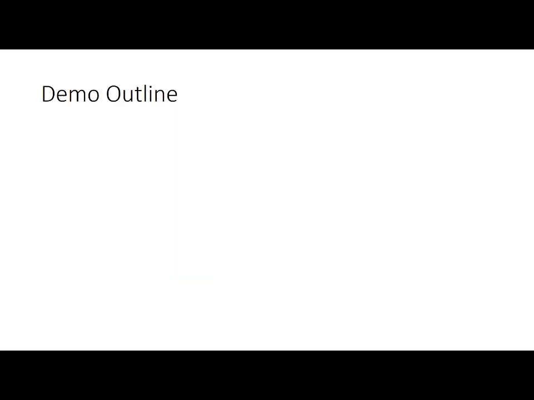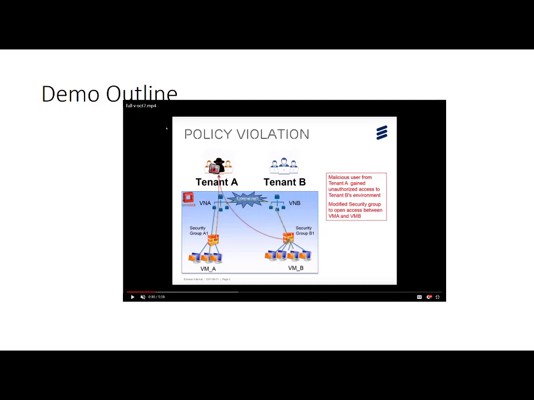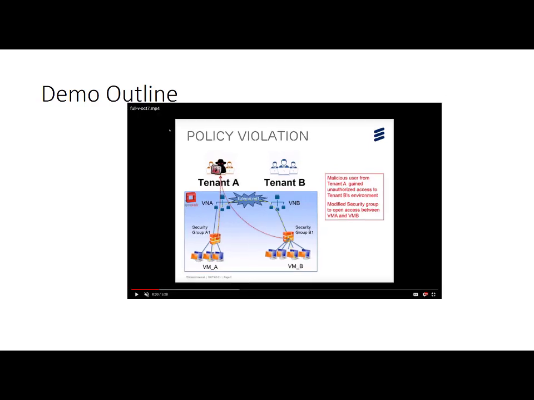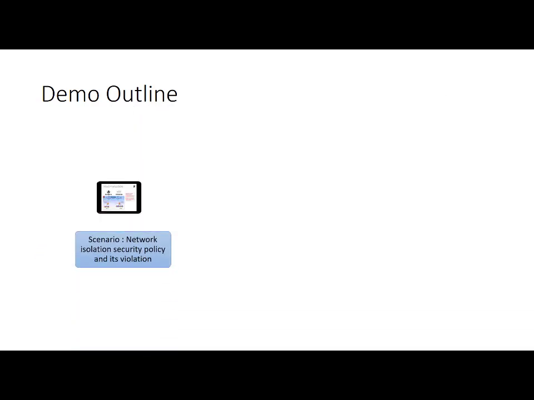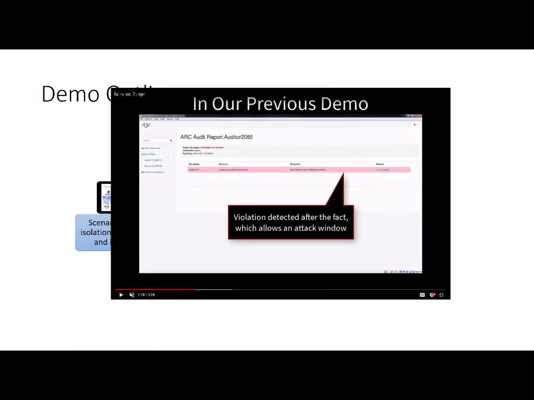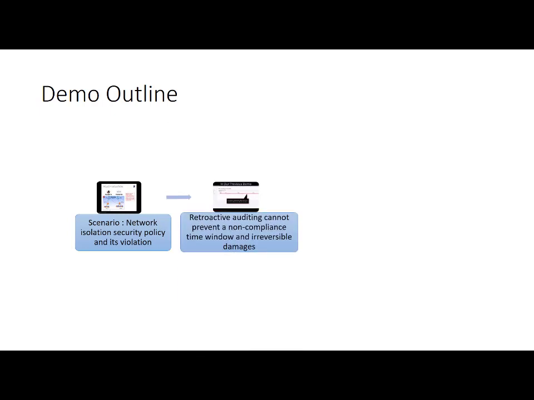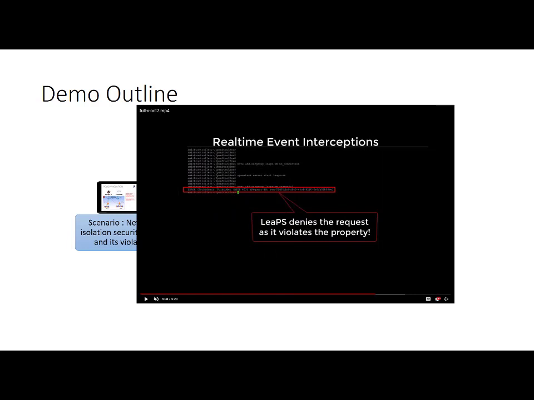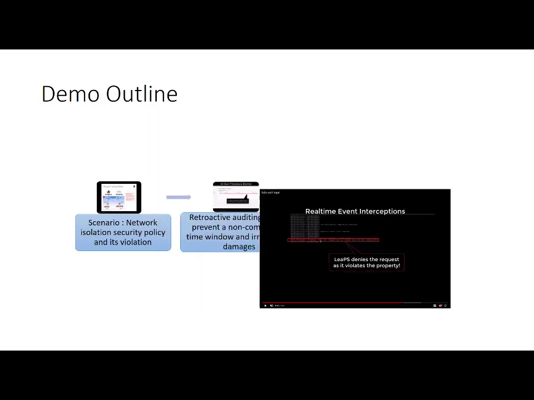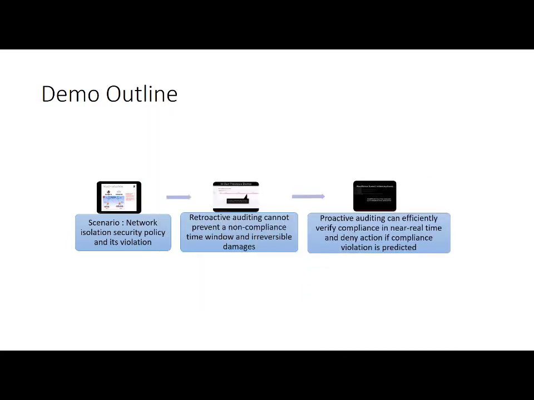The demo has three main stages. At the first stage, we present the security policy and a possible attack scenario which might violate that policy. Then at the second stage, we show retroactive auditing, which can only detect such breaches after the fact, leaving a large time window for the attacker to proceed and could not prevent irreversible damages. At the third stage, we show proactive auditing in action, intercepting and checking every cloud operation in near real time and blocking those that are predicted to violate compliance.